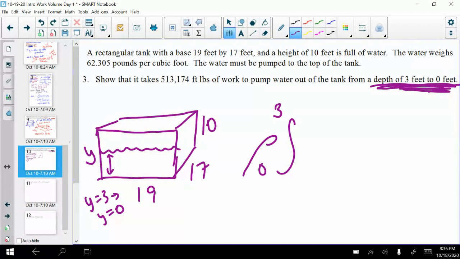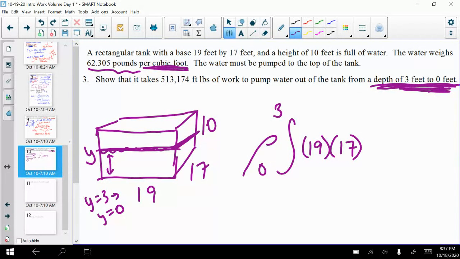We always need rho, density, right? Pounds per cubic foot. Per cubic foot should remind you you need volume. So I need to think about the volume of a little cross section. These are nice because it's a rectangle, so the cross-sectional area doesn't change.